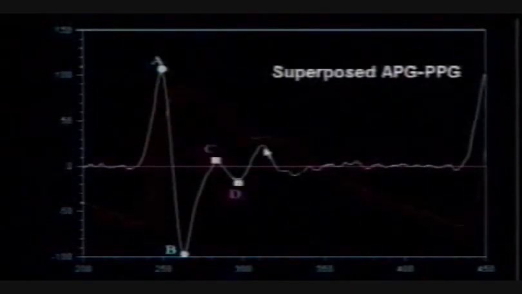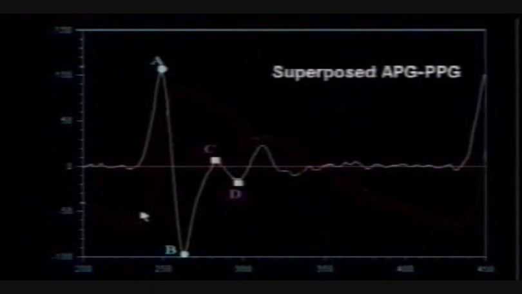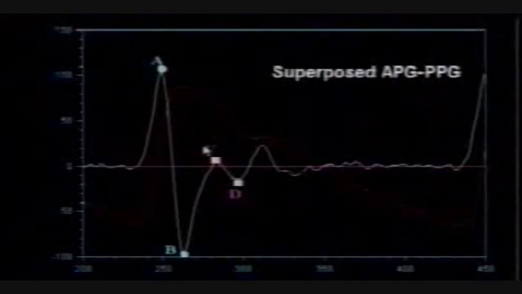Now let's superpose these two tracings. Peak E matches the dicrotic notch. Peaks A and B are associated with the leading edge of the primary wave, which is due to ventricular contraction. But what about peaks C and D? The answer is that they represent the leading edge of the other wave, the echo wave.